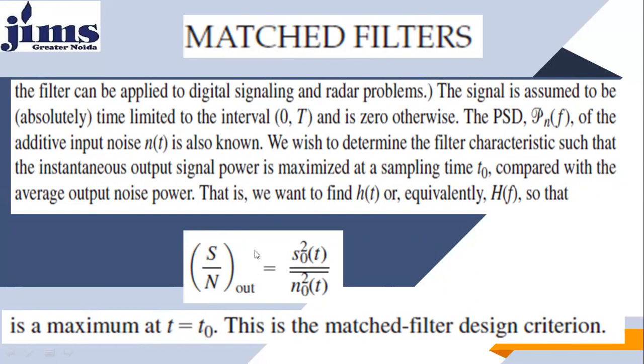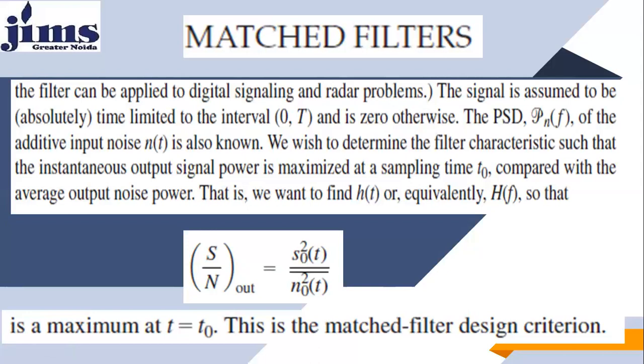And what we have to maximize is this S by N out, and this S by N is maximum at the time when the pulse starts from T1, and if the pulse finishes at T2, then at the moment T2, when the whole pulse attains a certain peak, at that time this S by N output is maximum. So this is the matched filter design criteria. We have to maximize this S by N out.